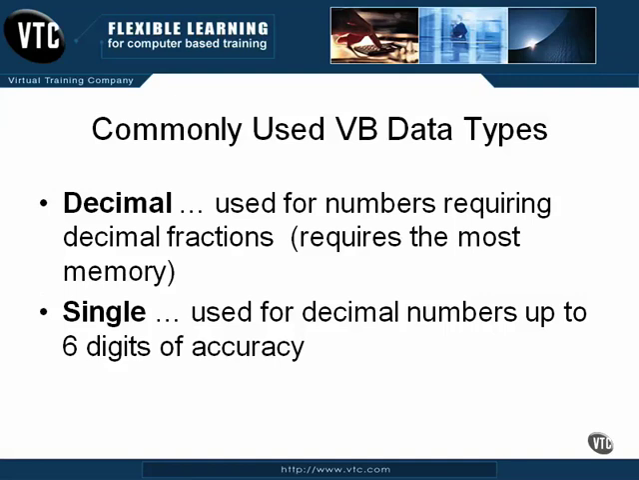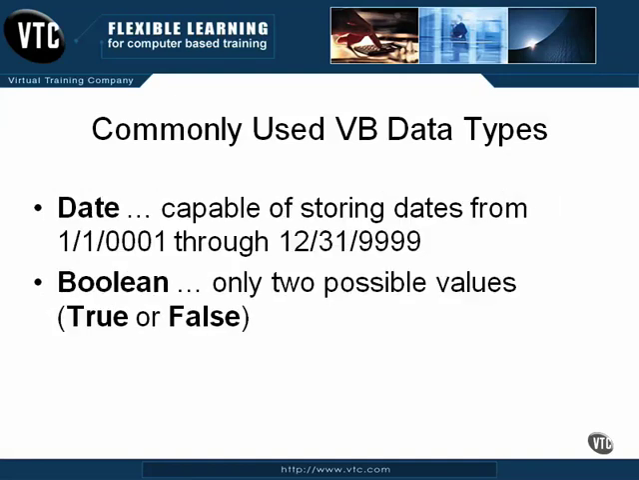There is an alternative to decimal data type, and that is the single data type, which is used for numbers up to 6 digits of accuracy. Many applications requiring amounts such as dollars and cents do use the decimal data type.